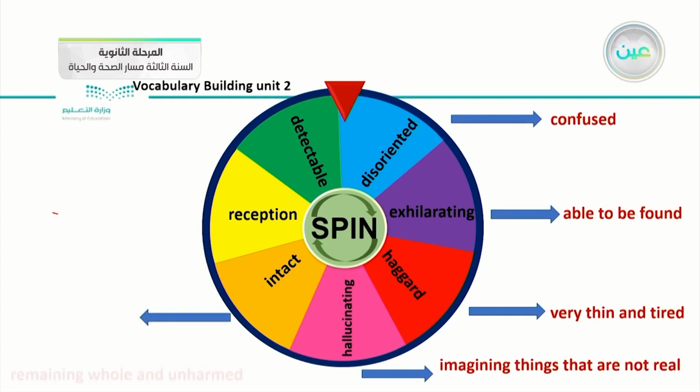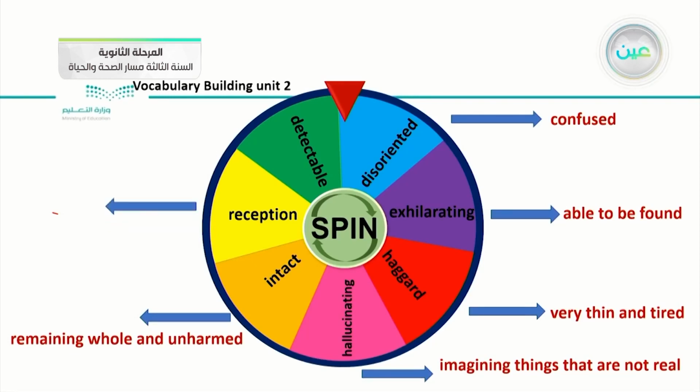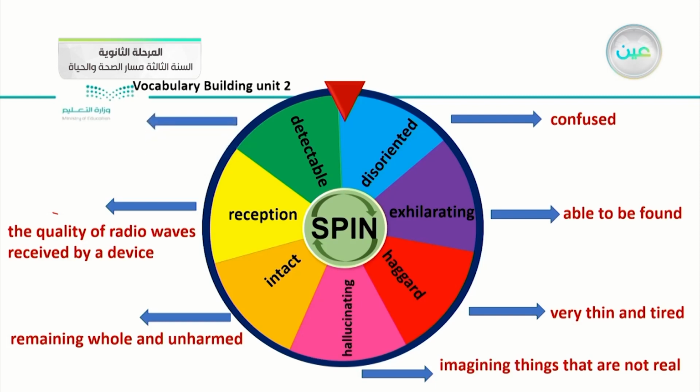Intact, remaining whole and unharmed. And number 6, reception. What do we mean by that? The quality of radio waves received by a device. And the last word is detectable, which means able to be found. Okay, make sure that you can use these academic words through writing skills, and it improves your writing and your writing vocabulary or synonyms.